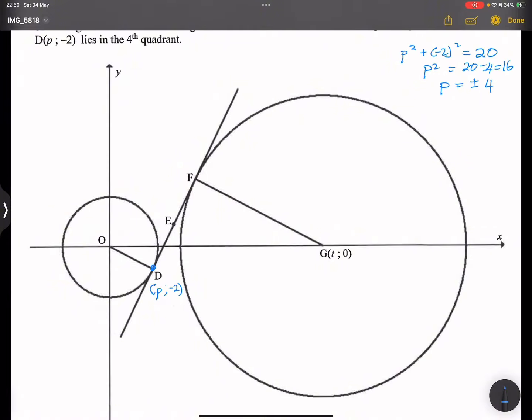And so keep in mind that we are looking at the fourth quadrant, so we are only going to consider the positive value. So we found out that P is actually equal to 4. All right, now I hope that is good, ladies and gents. Right, let's go to the next part of this question.